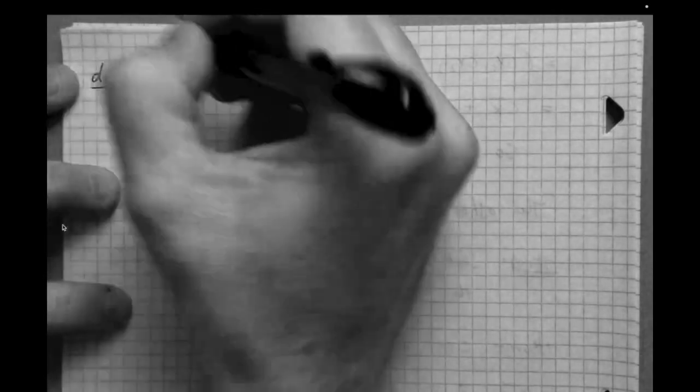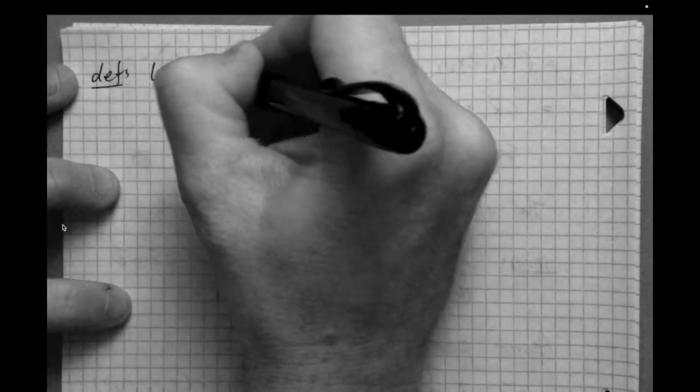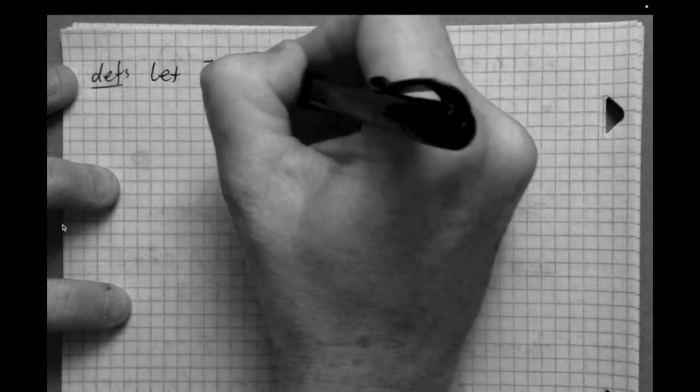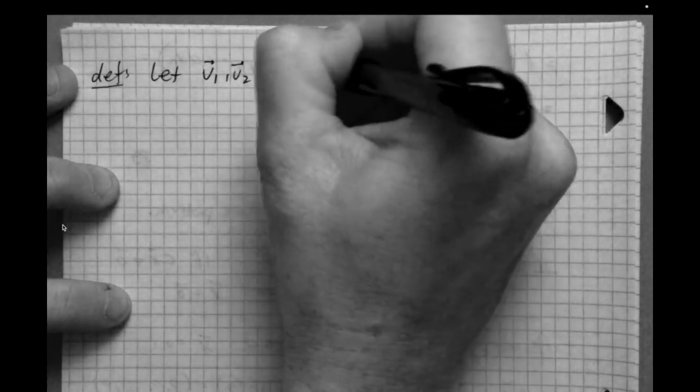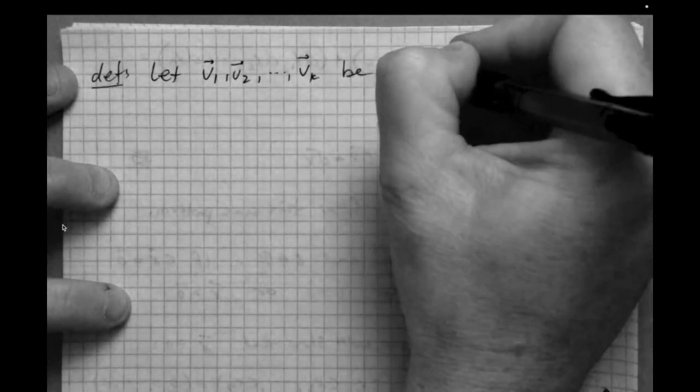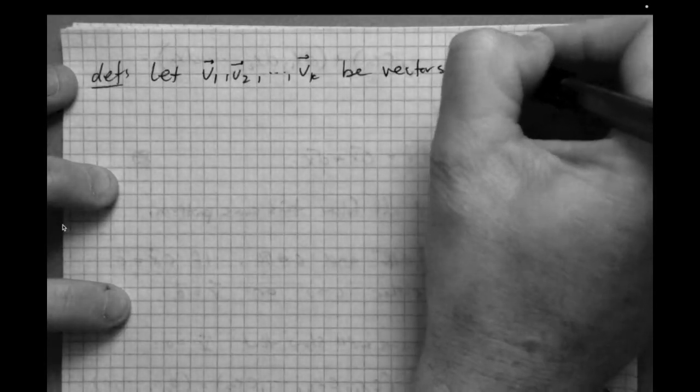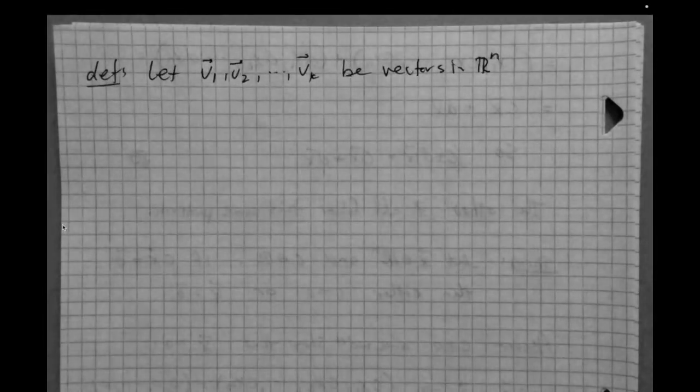Let v1, v2, ..., vk be vectors in Rn. Okay, these are n-vectors, and there's k of them.